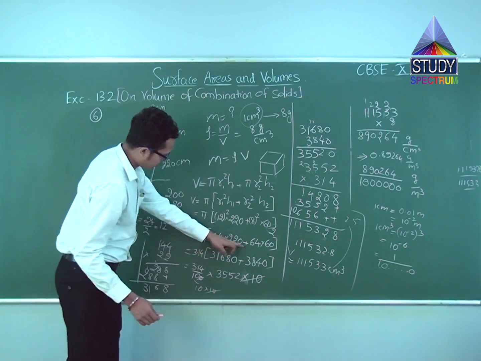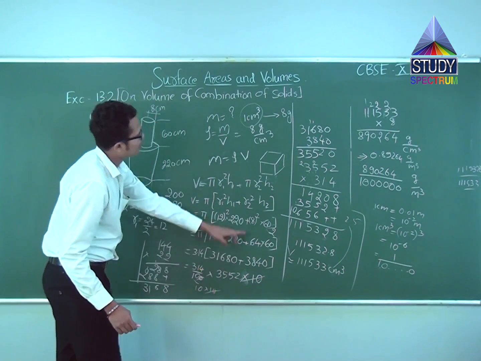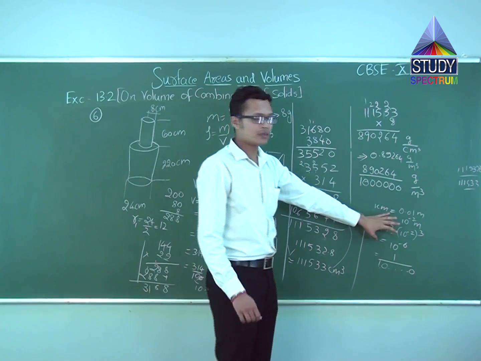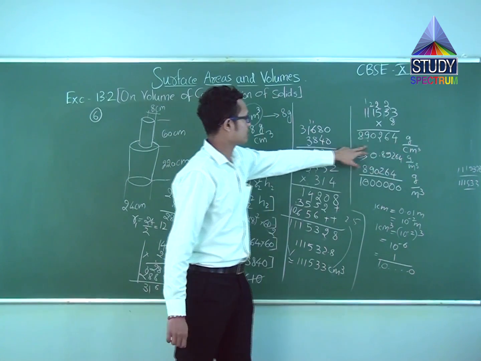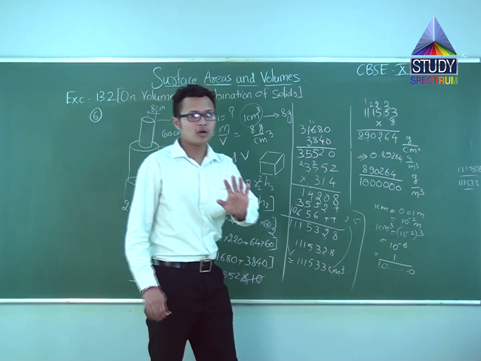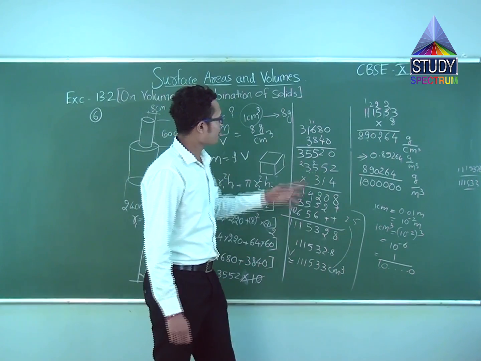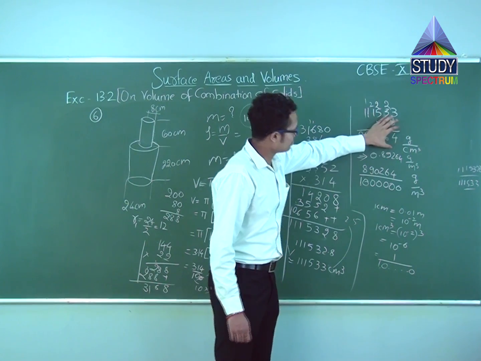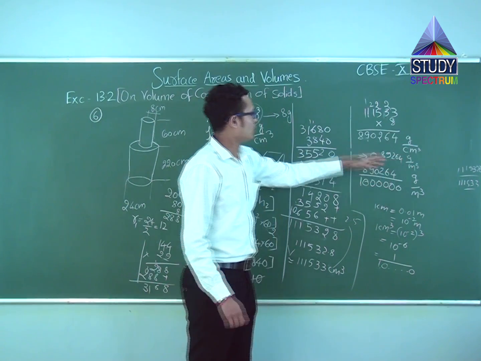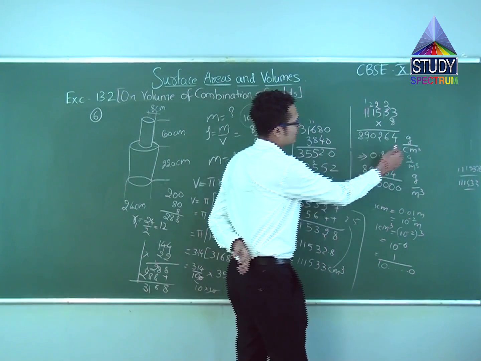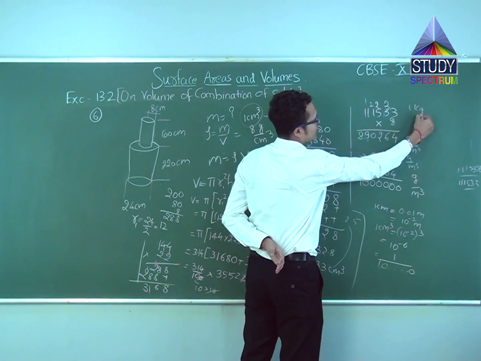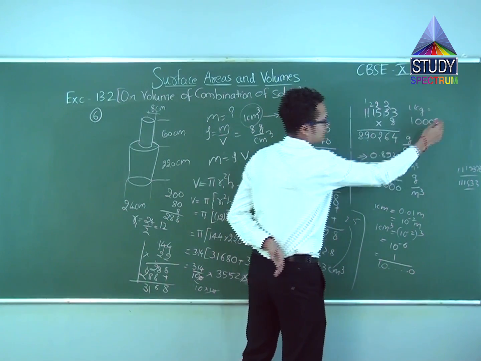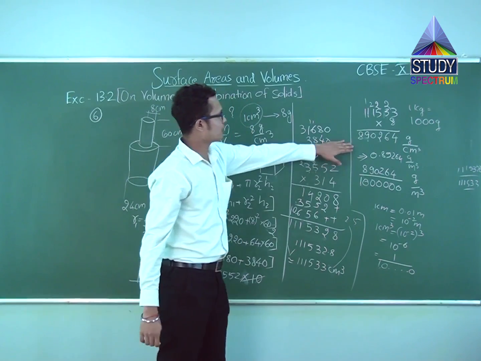Now this product gives me this much, and then we proceed with calculations. If you want to convert, you can convert, or you can just leave it here in terms of grams per centimeter cube. Or what you can do is you can also write this in terms of kg per centimeter cube. In order to do that, we know that 1 kg is equal to 1000 grams.